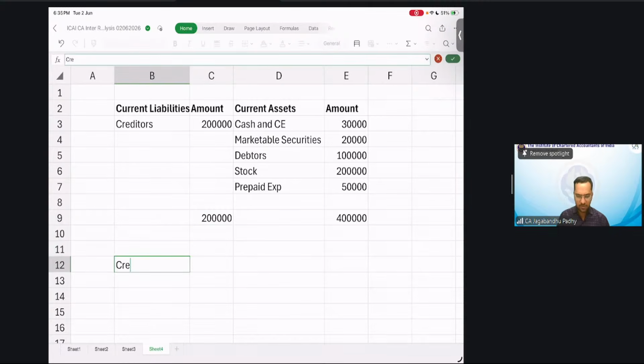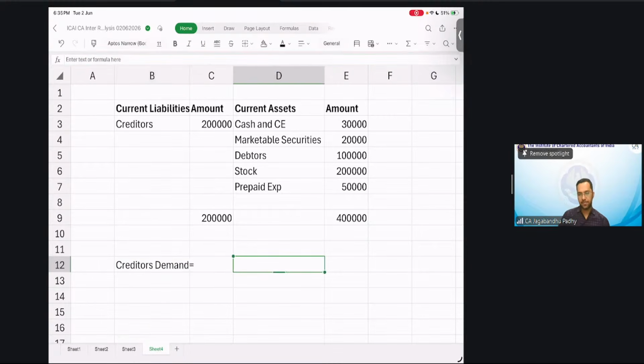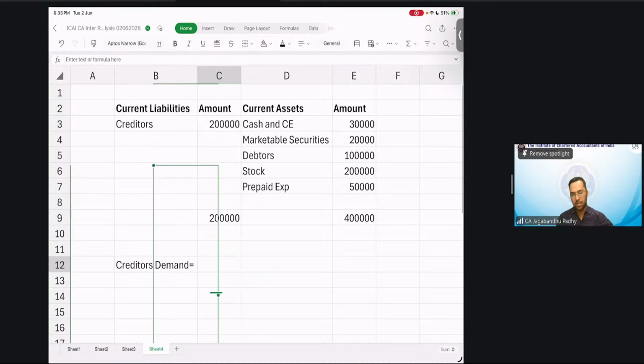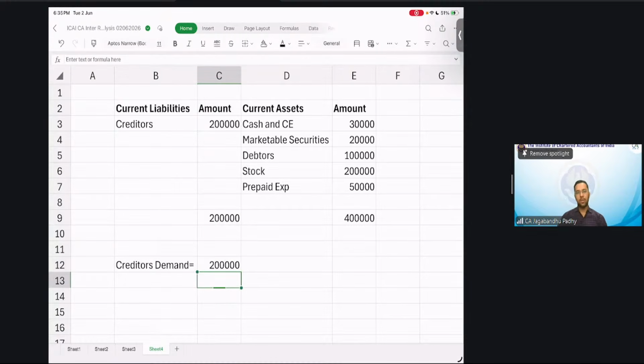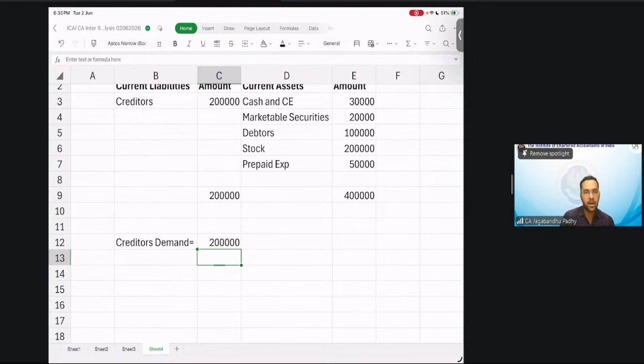Now, let's say if such a situation arises that creditors make a demand of the amount due to them, which is 2 lakh. How are we going to make the payment of this 2 lakh, guys? I know it is going to be from assets, but then which asset are we going to use initially to pay this creditor's demand? Cash, right?